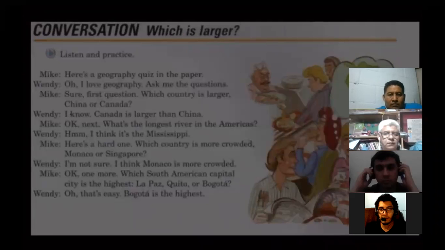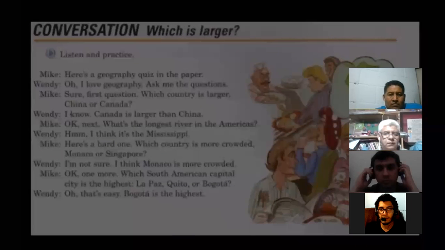Okay, one more. Which South American capital city is the highest? La Paz, Quito, or Bogota? Oh, that's easy. Bogota is the highest.